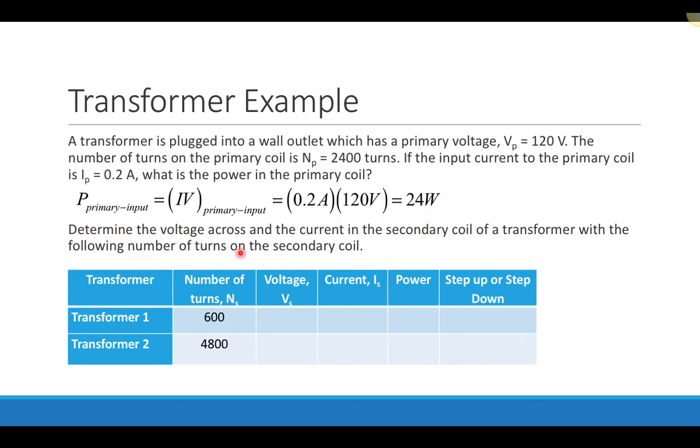We also want to determine the voltage across and the current through the secondary coil of a transformer that has the following number of turns. Suppose we have a transformer that has 600 turns and a transformer that has 4,800 turns. One of the things that we actually already know is that if we determine the power in the input coil, then we automatically know the power in the secondary coils. So we can fill in this table and say that the power in transformer 1 or transformer 2, or whichever transformer we have, has to be 24 watts because energy is essentially conserved. So the power in is equal to the power out.